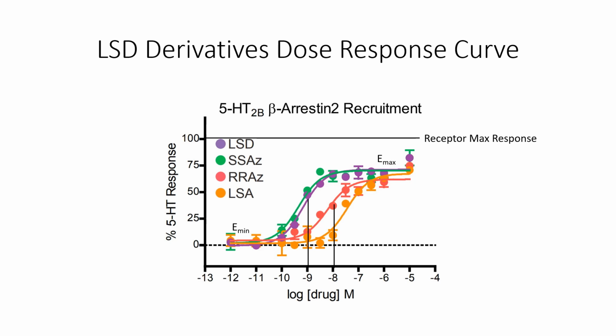The drug with the next lowest potency is that of RRAZ. RRAZ's curve is shifted to the right and down, and thus this is a less potent drug than LSD and SSAZ. The least potent drug on the curve is LSA. LSA is even less potent than RRAZ.